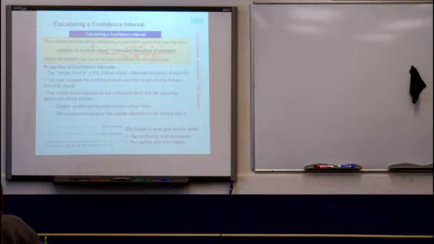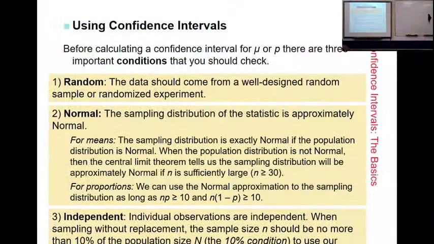So those are my 4 steps. We're going to state out what the interval is that we're making. We're going to check our 3 conditions that I just put up there: random, normal, and independent. We are going to do the calculations, and then we are going to interpret what the interval tells us. So anytime it asks, make a confidence interval, that's what we're going to be doing. And we're going to keep going through that.